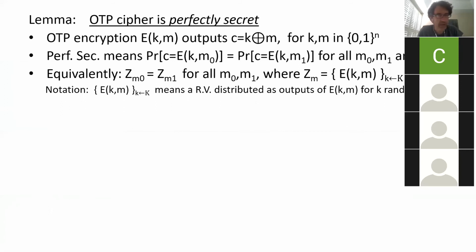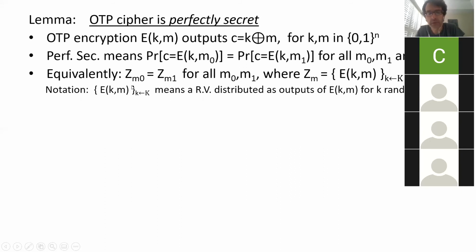Here is why one-time pad is perfectly secret, satisfies this constraint. Look, one-time pad reminder: an encryption under K and M is just an XOR, so encryption of M under K is K XOR M. Perfect secrecy means that for any M0 and M1 and C, the probability that C is equal to this encryption, and on the right-hand side that C is equal to this encryption, is the same, where the probability in both cases goes over a random key K, which is a random n-bit string.